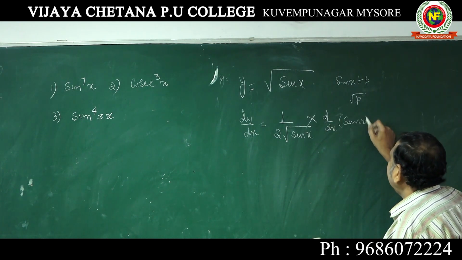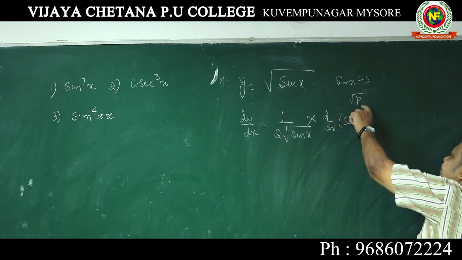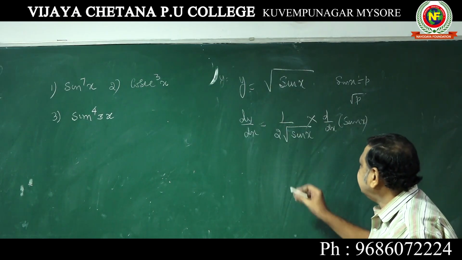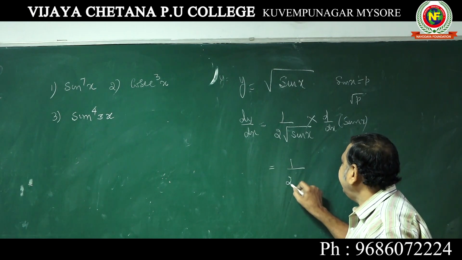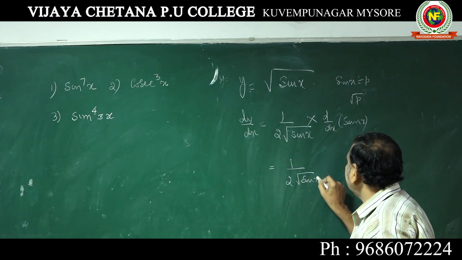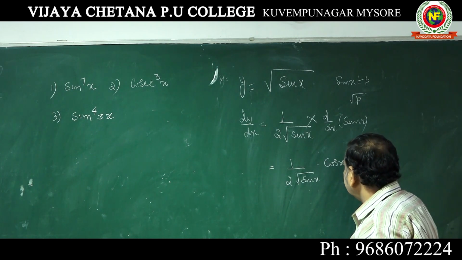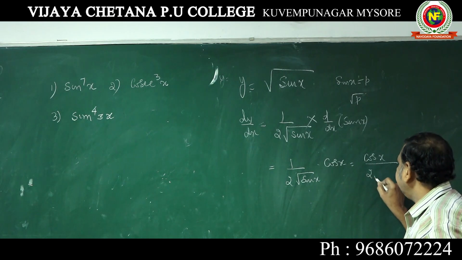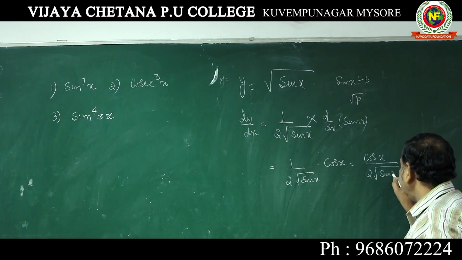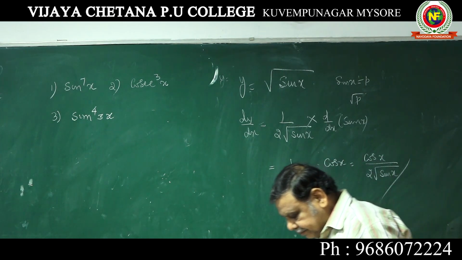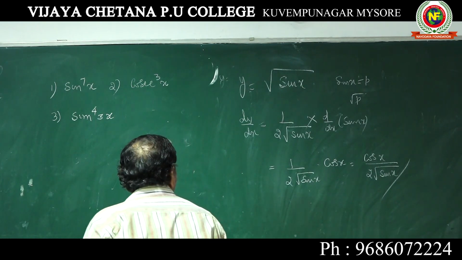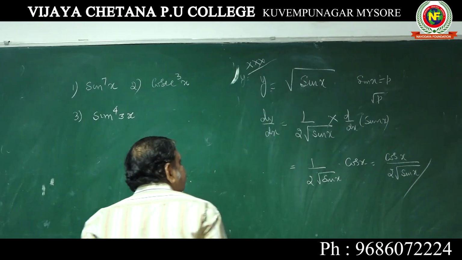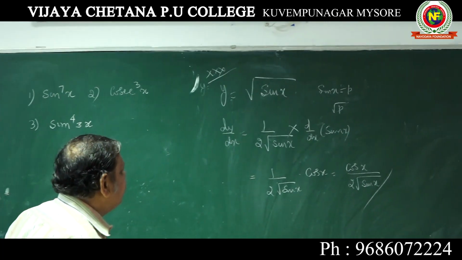Please follow here, because root x is a standard differential: 1 by 2 root x into d by dx of sin x. So it is 1 by 2 root sin x into cos x, since sin x differentiation is cos x. Your answer is cos x by 2 root sin x. This is the answer. Root sin x is a very important question, many times they have asked.